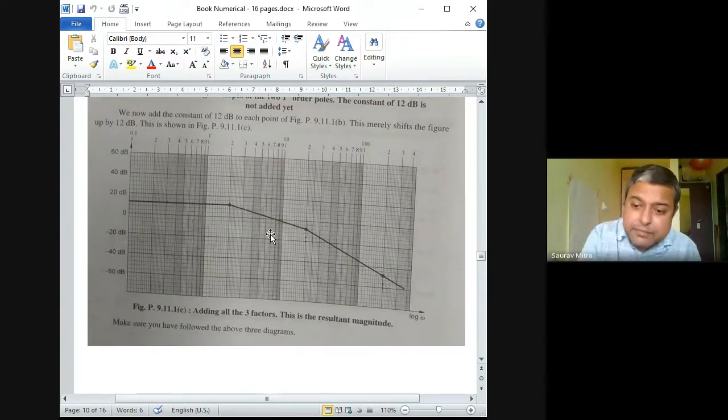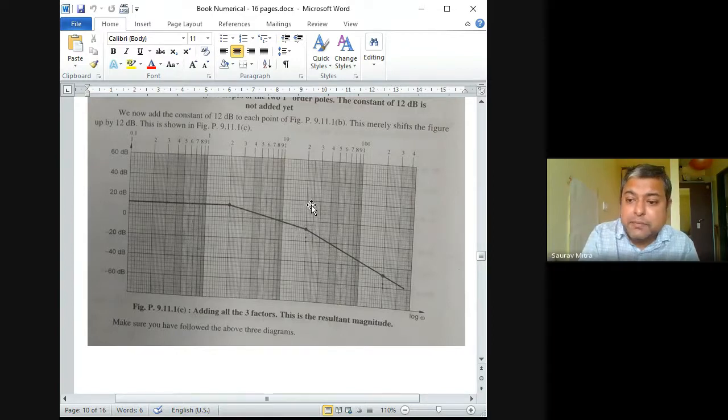If you are adding them, it initially started from 2 comma 0 and goes up by 12 dB. So now this point is 2 comma 12, and from 2 comma 12 you have to draw a negative 20 dB per decade line and extend it up to 20. At 20, another minus 20 dB per decade is added, so ahead of 20 the slope will become minus 40 dB per decade. So first, at point 2 comma 12, we draw a line of minus 20 dB per decade.